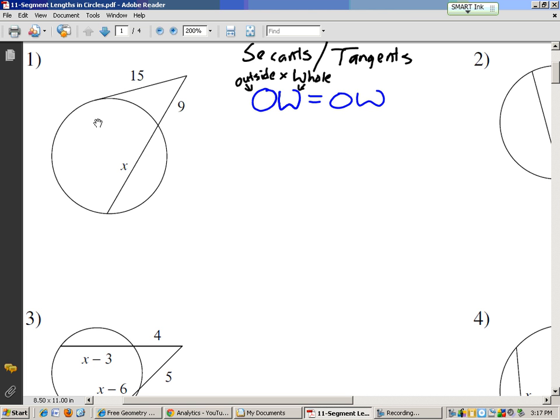So as we look at this, let's look at the secant for starting. This is the secant, and the 9 is the exterior portion of that secant. We're going to call that the outside portion. So this is going to be 9 times the whole portion. So what's the whole portion of the secant?